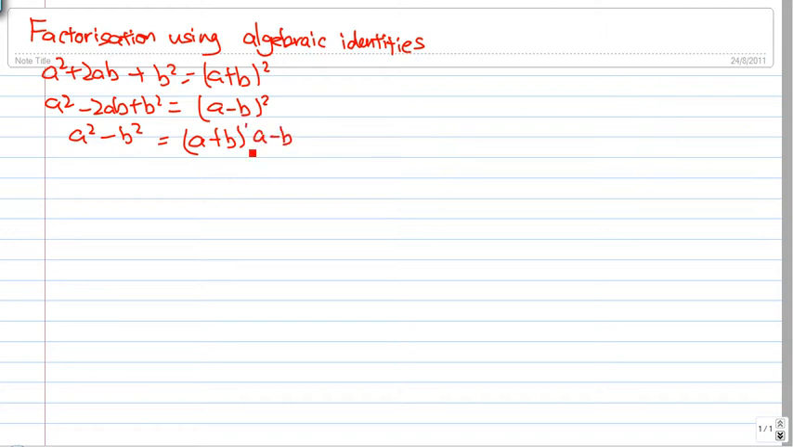So if you have an example like x squared plus 2x plus 1, it most resembles the first identity. Let's call this the second identity. This is the third. It most resembles the first identity.